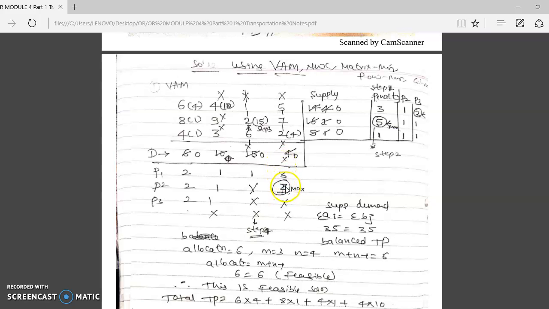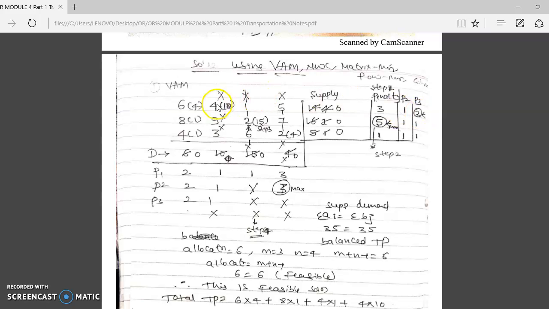So, select this one. In that, the least element is 2, allocate the value. Supply is 5, required is 4. So, give 4; this becomes 0, this becomes 1. Okay. When this becomes 0, cross these two, don't consider them for the next iteration. Only these two columns are left. Then, find the third penalty.